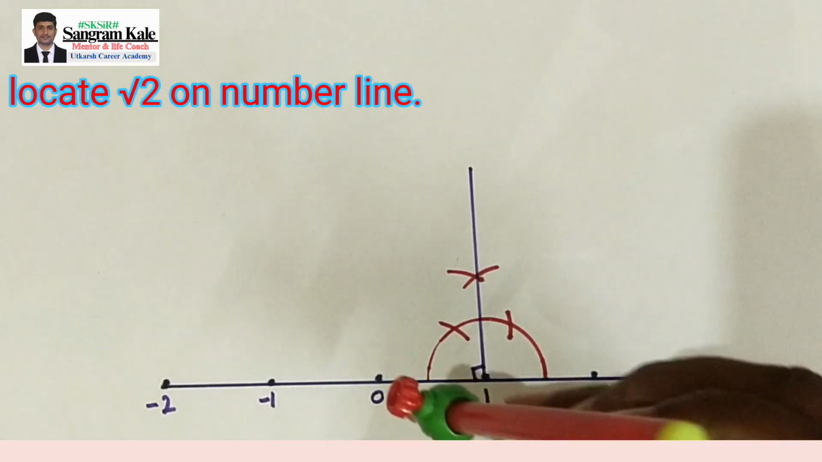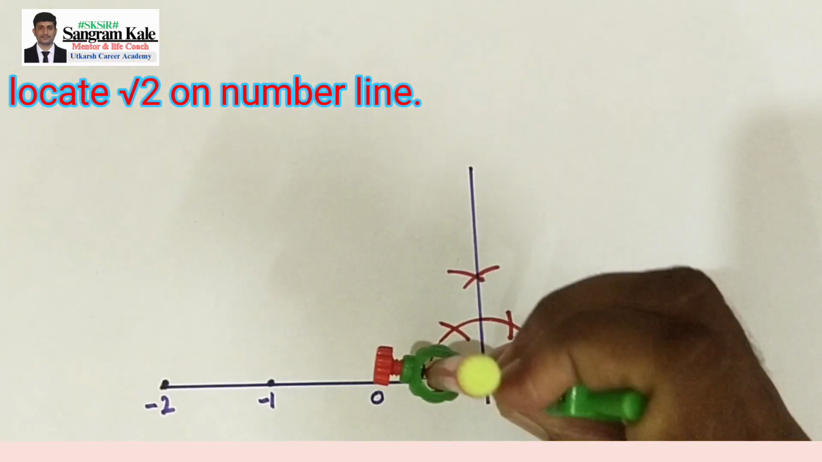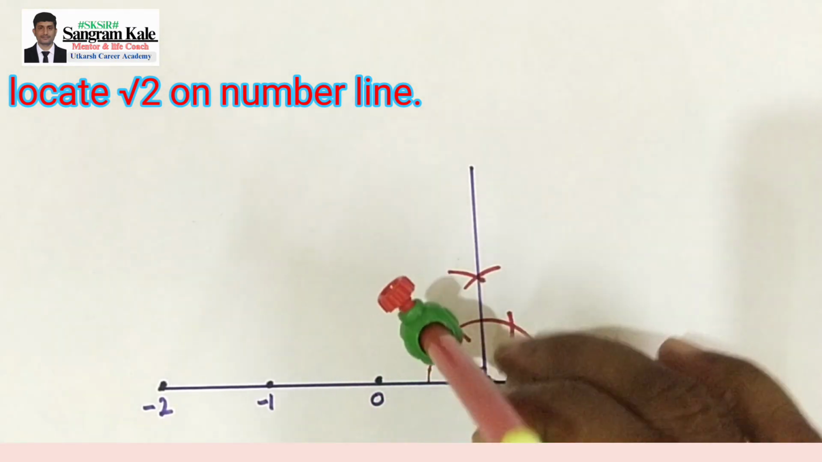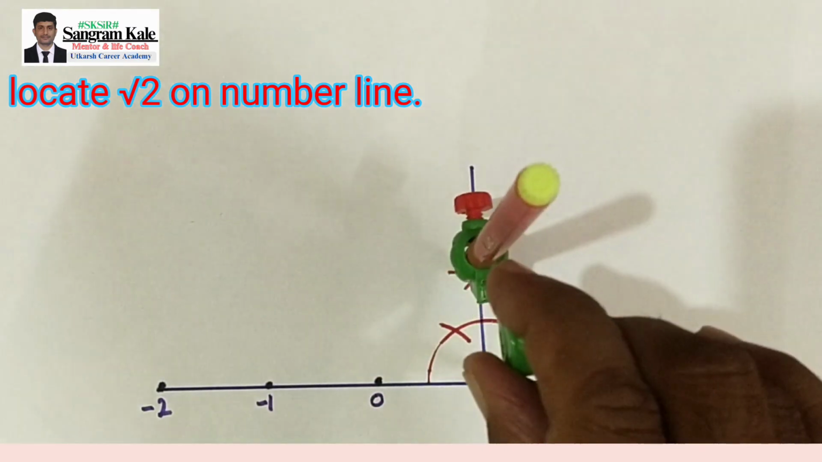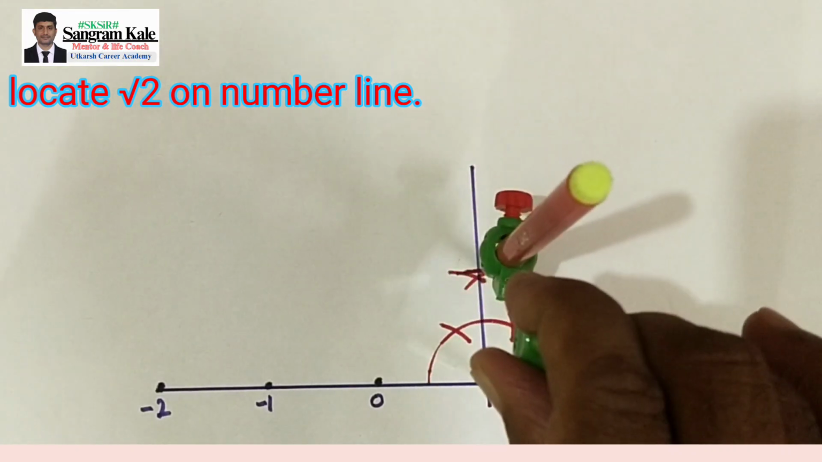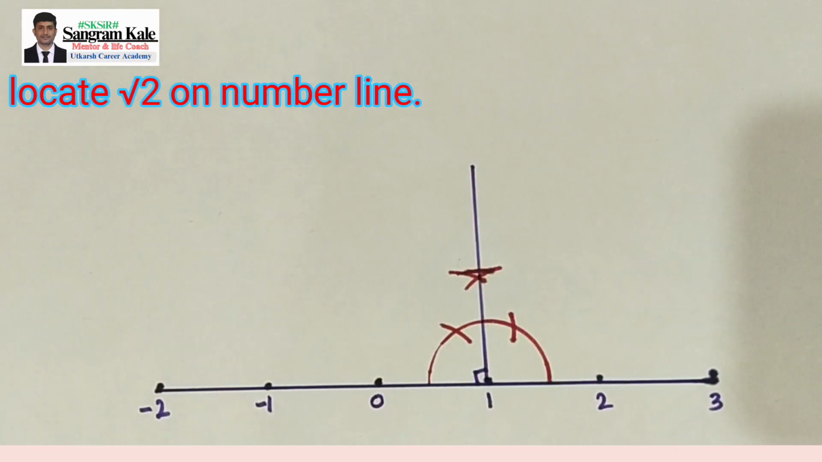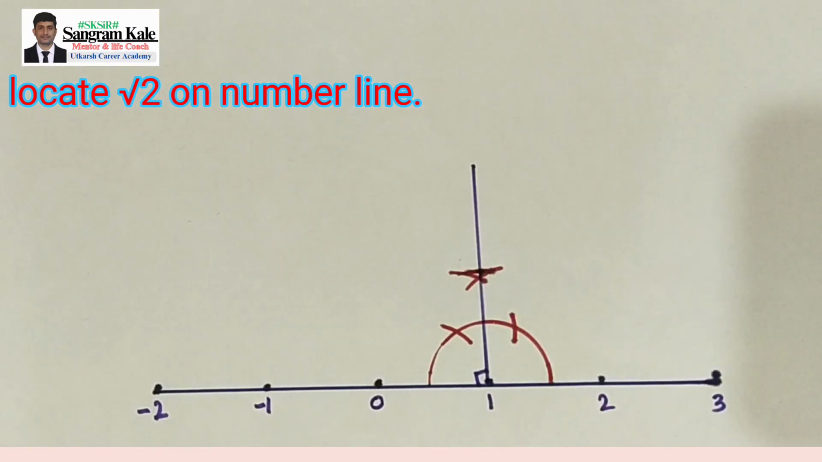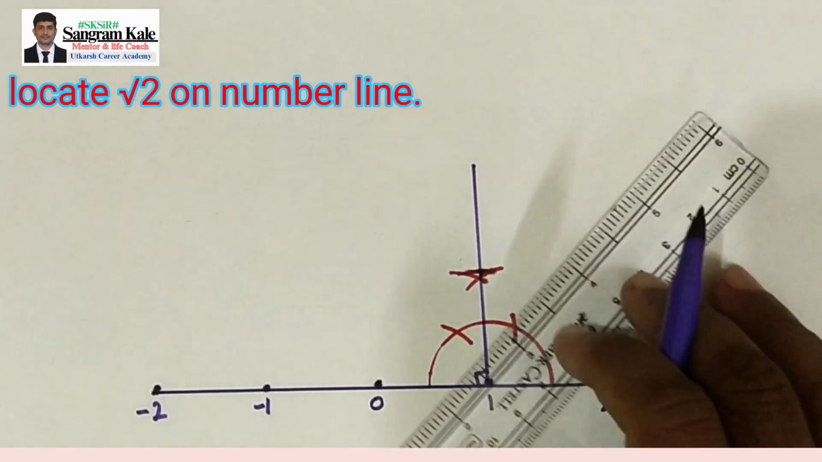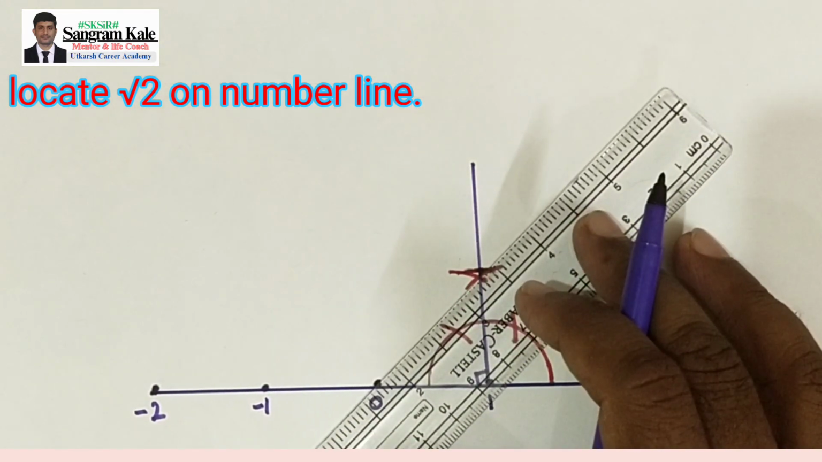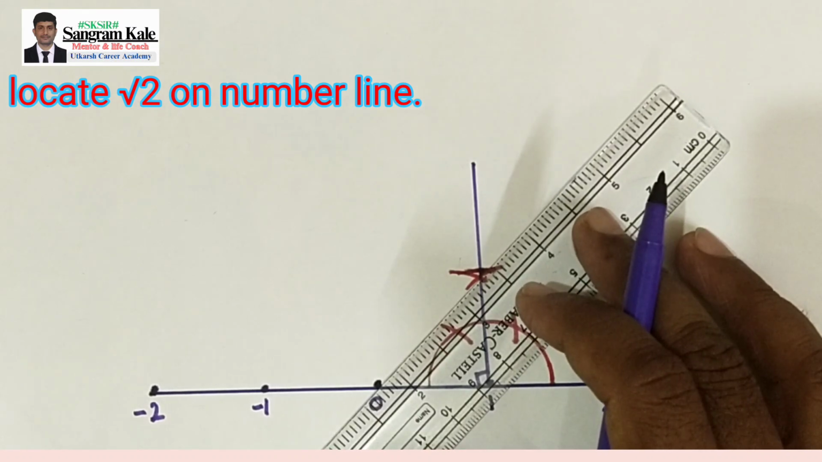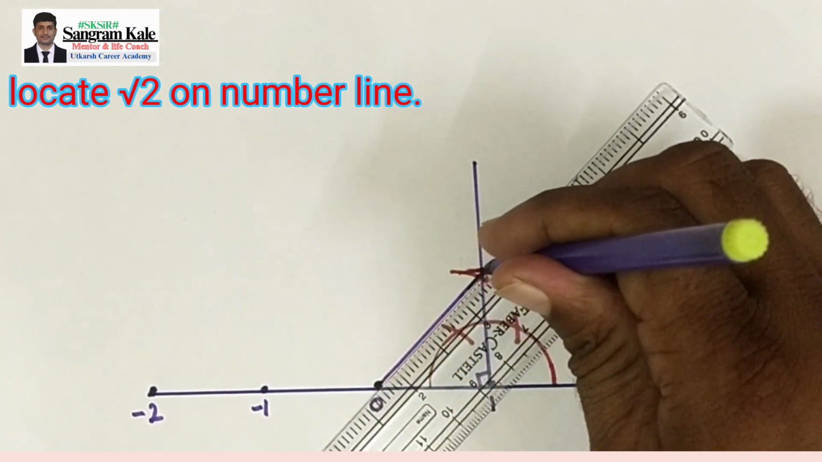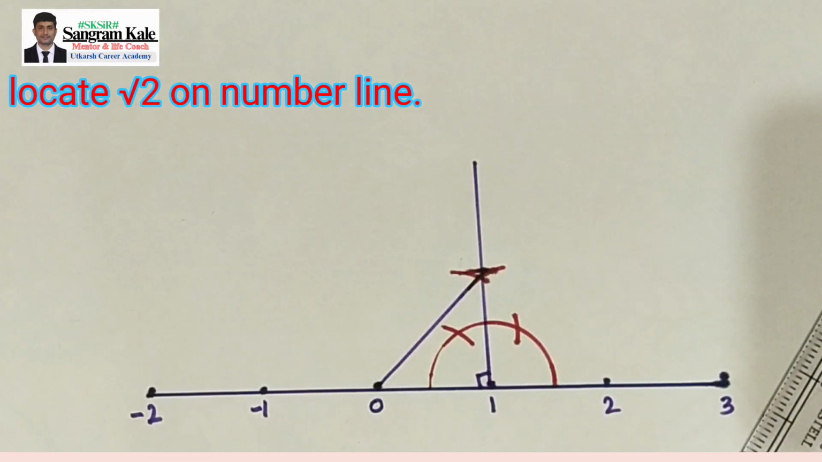Okay, use a compass now from the 1 unit to the 0. Measure this distance from 1 to 0 and take the same distance of 1 unit on the perpendicular line. After that, give a name to that point and join that point to 0. Next, label it.